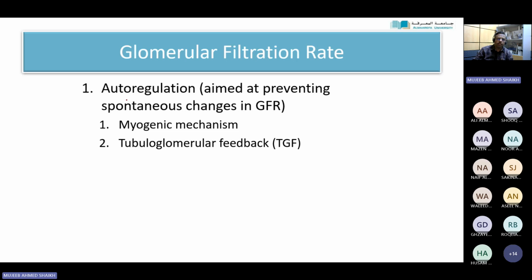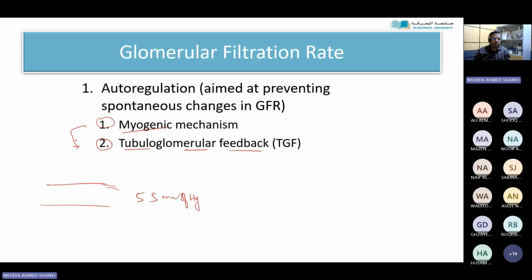How is autoregulation occurring? Again, by two methods. One is called the myogenic mechanism. The second one is known as the tubuloglomerular feedback mechanism. So just imagine the first mechanism here. Blood is flowing into the capillaries, and it will create a pressure of 55 mm of Hg. That is the hydrostatic pressure in the capillaries.